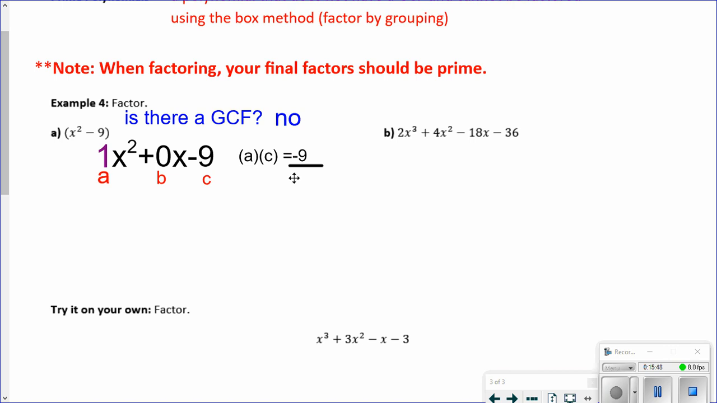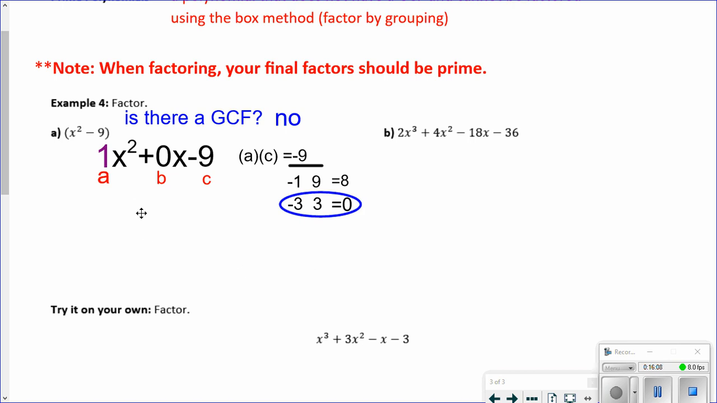So I got -1 times 9. Remember, pick negative numbers to start with. And that will add up to be 8, so not 0 like I need. The next thing I can try is -3 and 3. That'll multiply up to be -9, and it adds up to be 0. So those are the two factors.